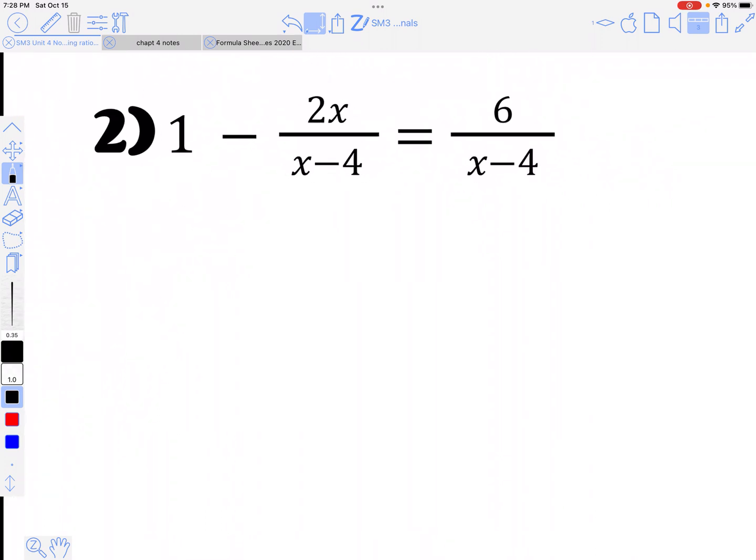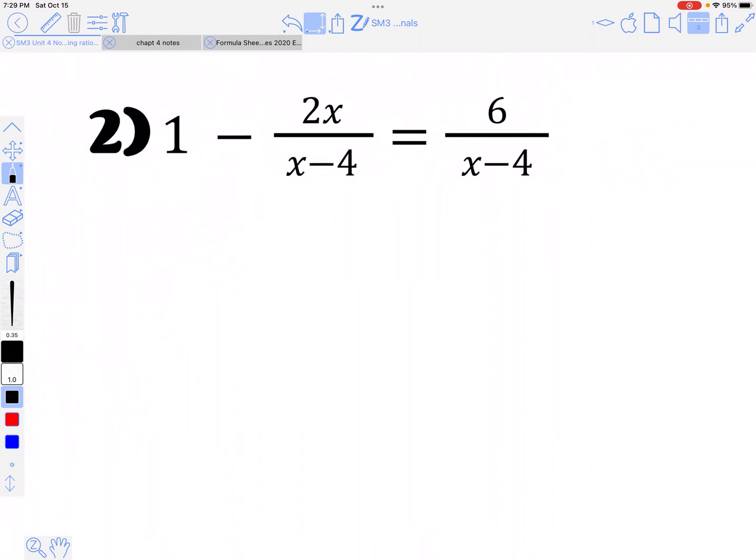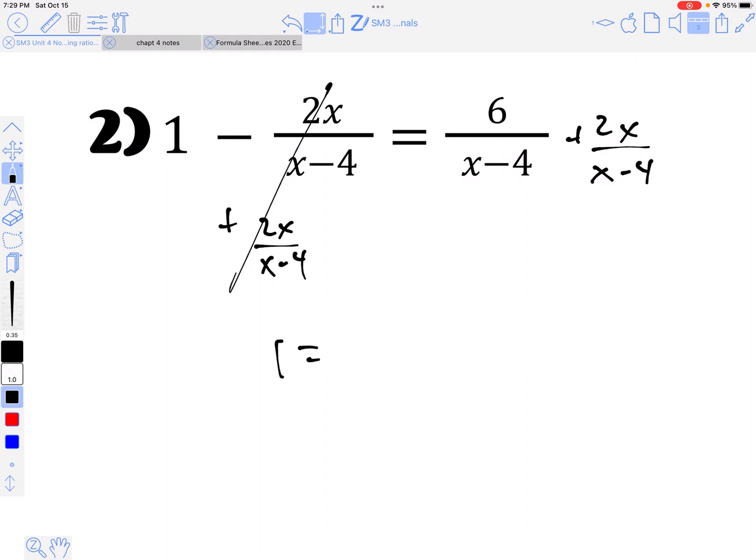Okay, let's look at another example. So like I said, don't let the lots of x's and lots of fractions scare you. You'll be fine. All right, so the first thing that I'm going to do is I'm actually going to get all my x's together. Okay, so I'm going to add 2x over x minus 4, add 2x over x minus 4. Okay, so I added it there and I'm left with 1, and then I have 6 over x minus 4 plus 2x over x minus 4.